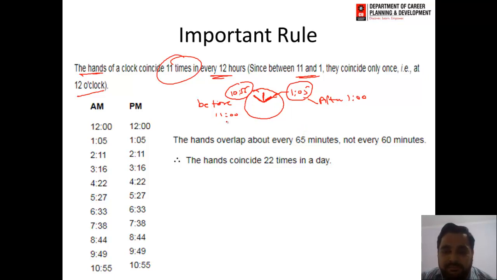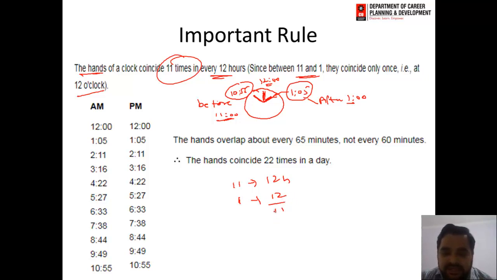Hence we can say between 11 and 1 there is only one time the needles coincide with each other, which is at 12. That is the value we have in between. Otherwise, it happens once every hour. So by this we can easily consider that, as we know, there are 11 coincidences in 12 hours. So one coincidence happens in 12 by 11 hours.